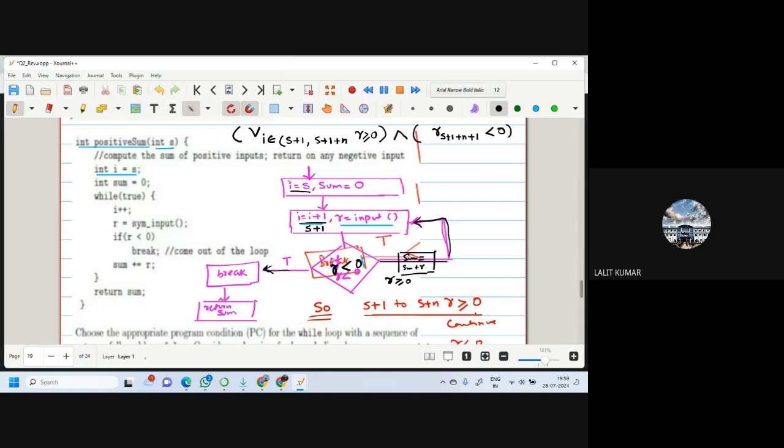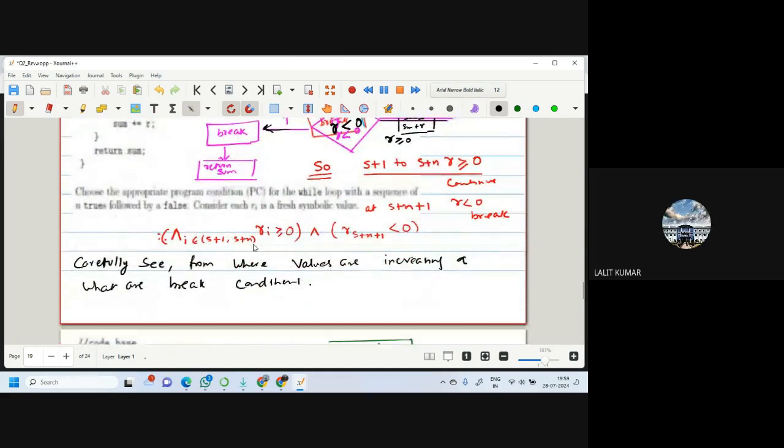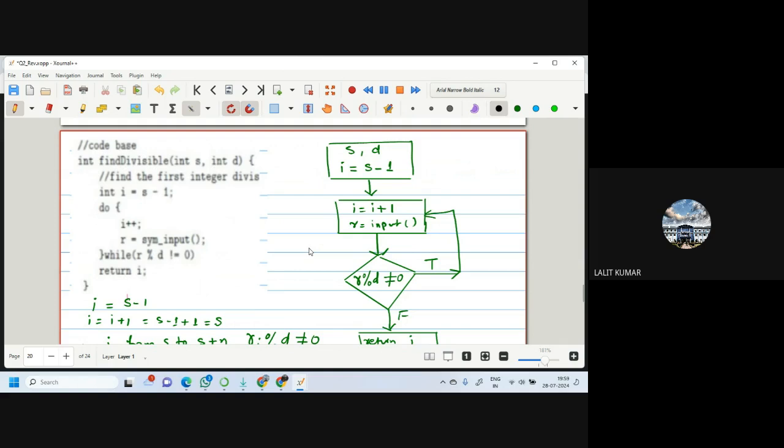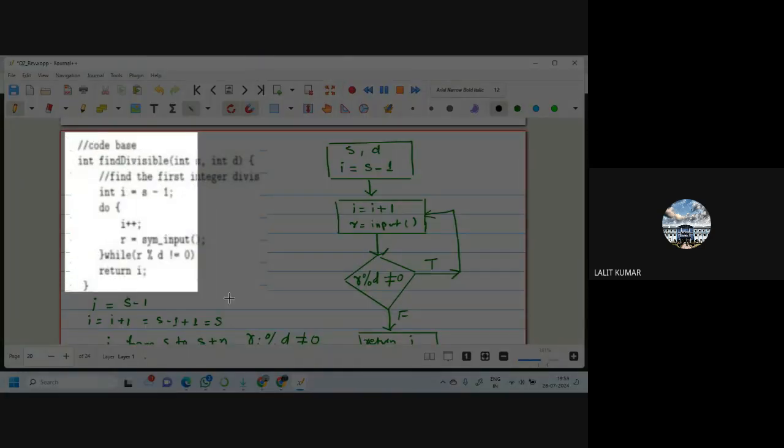Okay. So in all the questions of this type, be careful to see from where it is starting. That is the only criterion. With one false condition in the and condition, it will come out. So here I have written that you should carefully see from where the values are increasing and what the break conditions are. Now this is another question. I will give it to you. You solve this and try to form the paths.